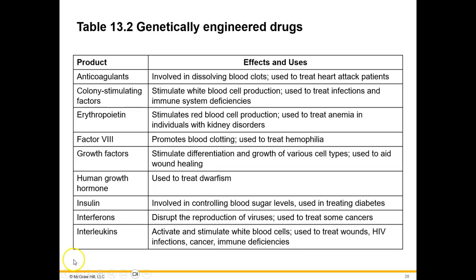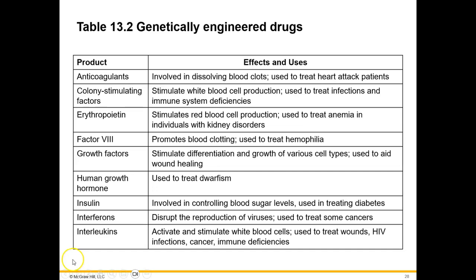Erythropoietin is responsible for stimulating red blood cell production, and it's used to treat anemia in individuals with kidney disorders. Also, that factor VIII that we talked about, which promotes blood clotting and is used to treat hemophilia. Not everybody has an adequate amount of growth factors, which stimulate the differentiation of growth in various cell types. So that's used to aid wound healing and support cell replication.